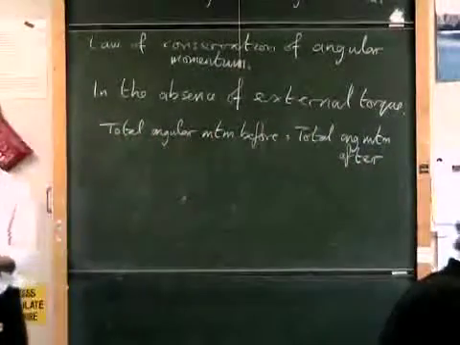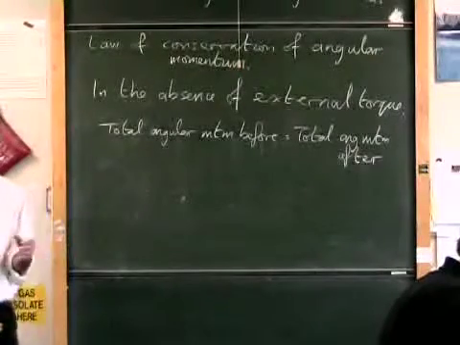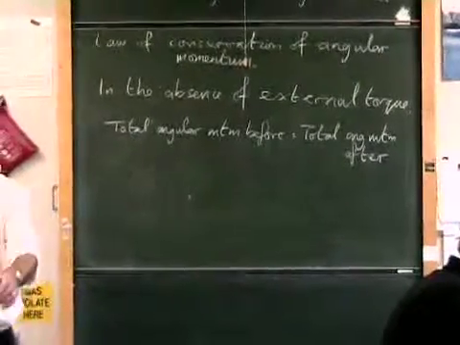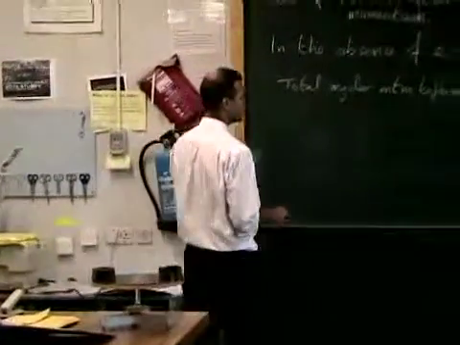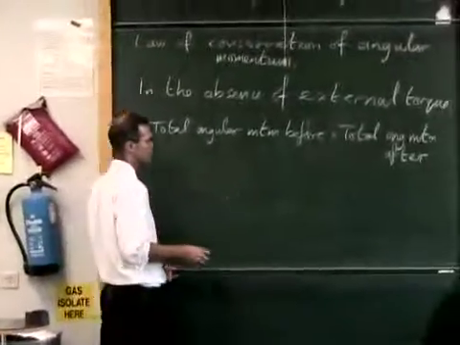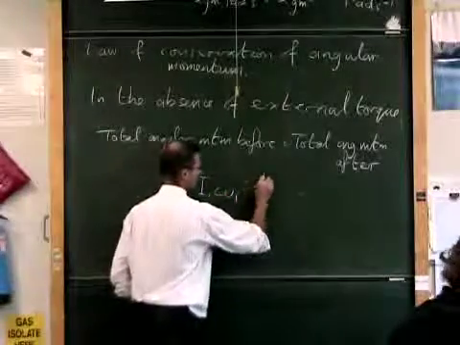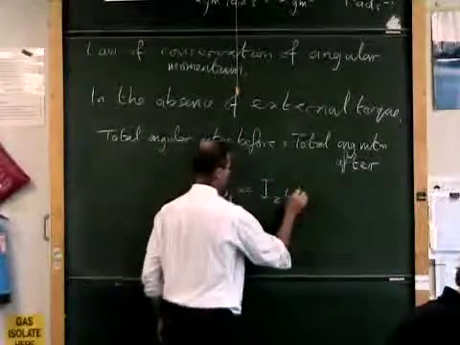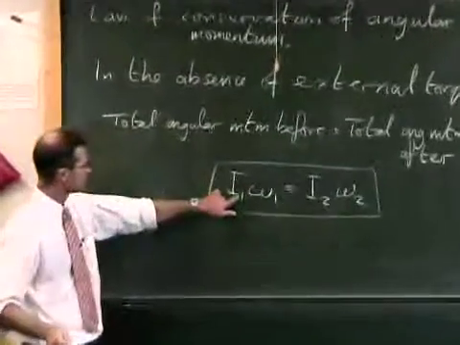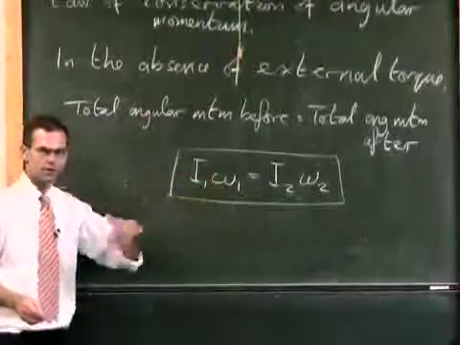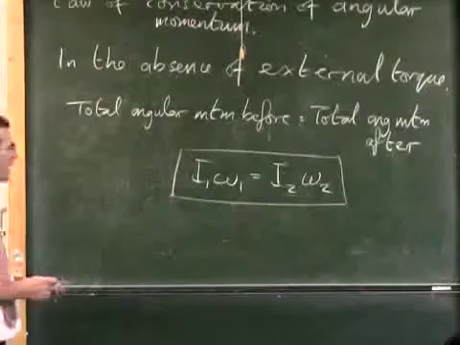the total angular momentum before equals the total angular momentum afterwards. That means you've got to add in all the various bits of it. If there's new masses that are attached to the rotating object, that's going to change its moment of inertia. There is a simpler way to write it, of course: I1 omega 1 equals I2 omega 2. Moment of inertia initially times that initial angular velocity equals the second moment of inertia times the second angular velocity.